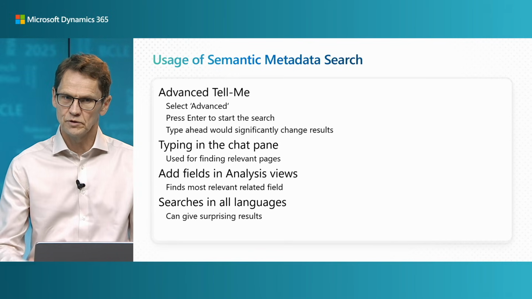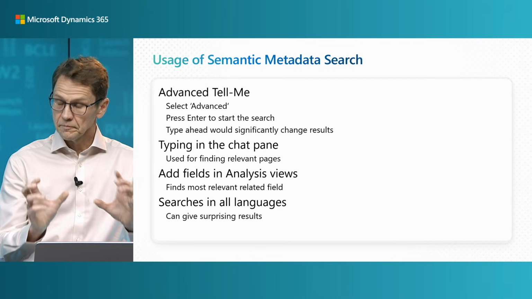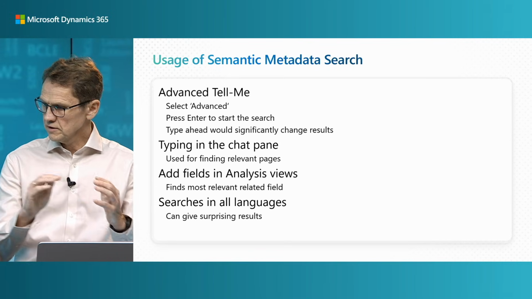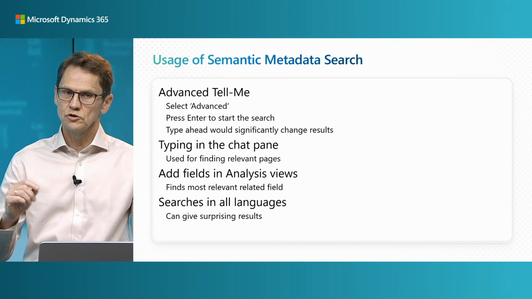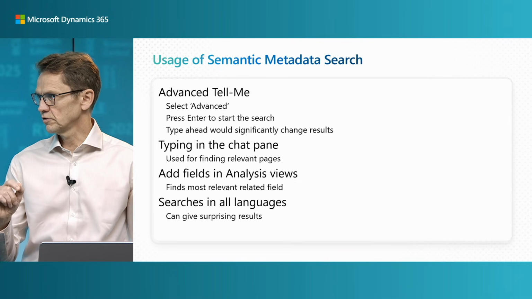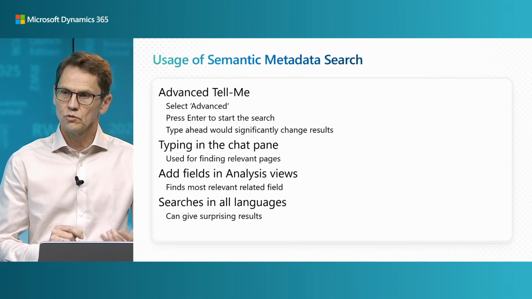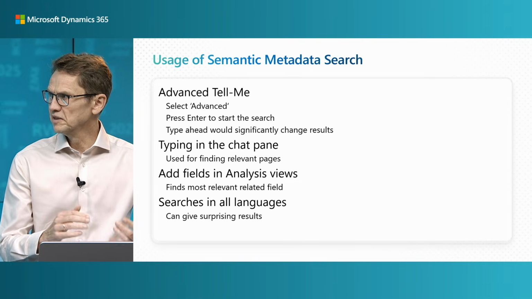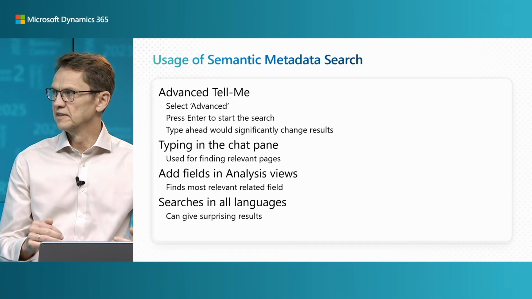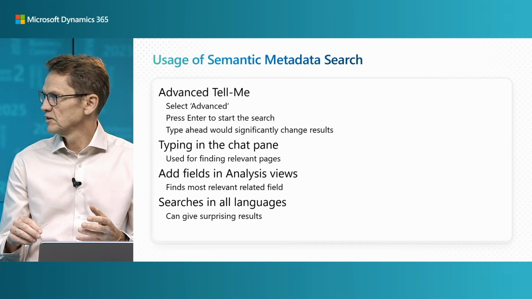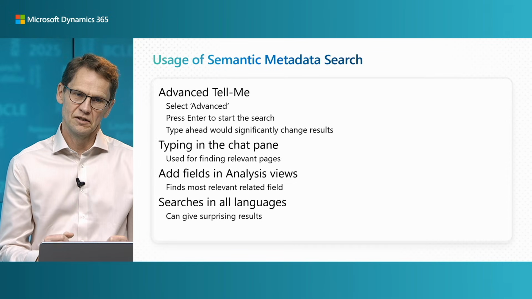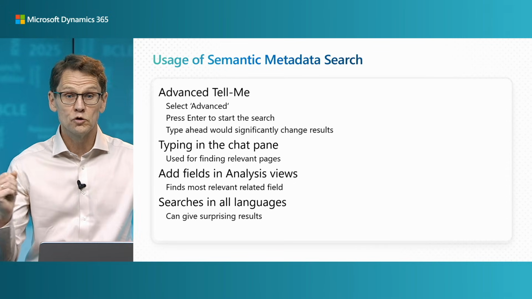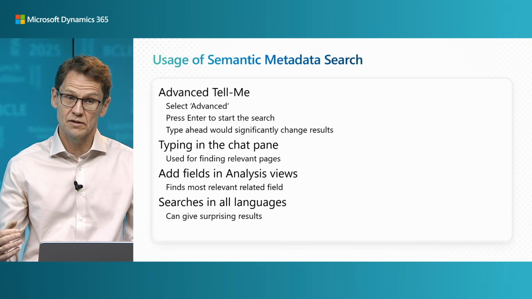And the semantic metadata search is used in Advanced Tell Me, where you select Advanced. Now, there is one thing that's different from the existing Tell Me, which is you need to press Enter to start the search, because words can change meaning dramatically when you add an extra letter. So we actually need to know when we should take the meaning of that word or those words. You can write sentences as well.